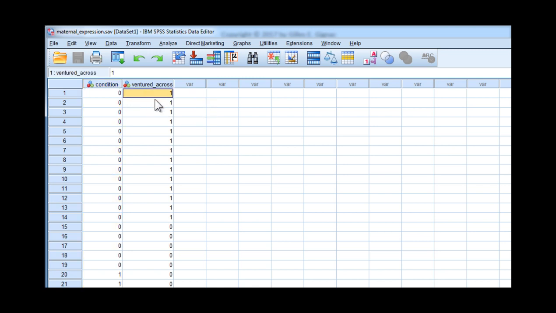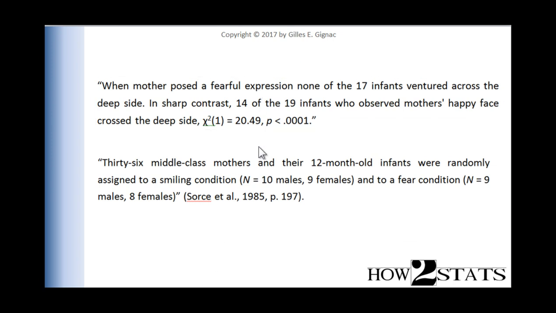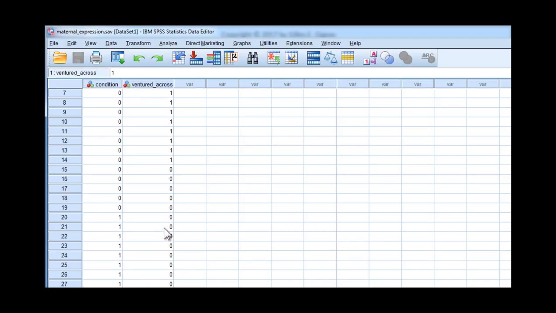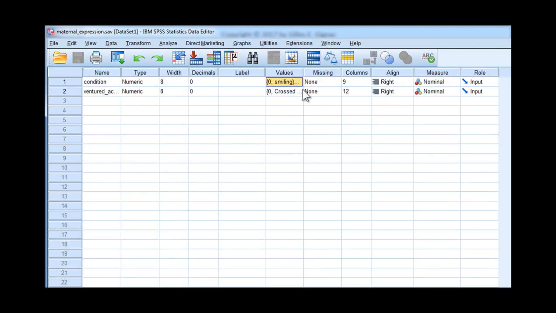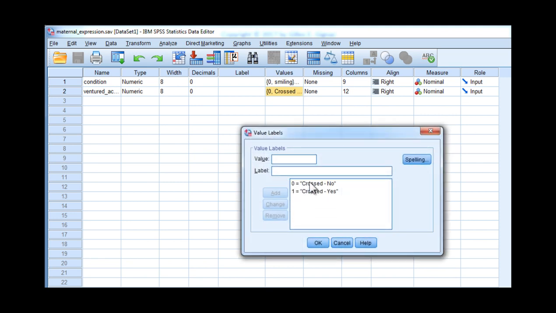Now ventured across needs to be consistent with the actual results reported in this section of the results that I included in the textbook. None of the 17 infants ventured across the deep side when the mother expressed fear. So here are the fearfully expressed mothers, and I have all zeros next to those because all the children did not cross. And here are my value labels: 0 equals crossed no, and 1 equals crossed yes.